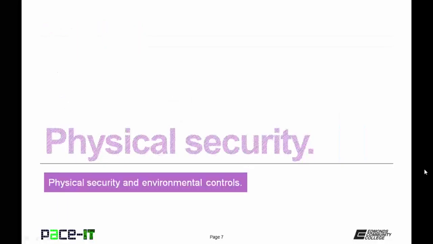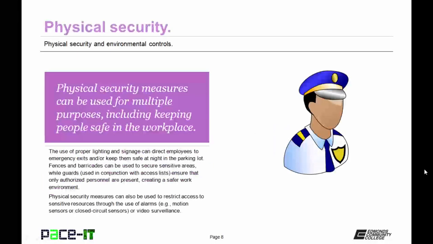Now let's move on to physical security. Physical security measures can be used for multiple purposes, including keeping people safe in the workplace. The use of proper lighting and signage can direct employees to emergency exits and/or keep them safe at night in the parking lot. Fences and barricades can be used to secure sensitive areas, while guards, used in conjunction with access lists, ensure that only authorized personnel are present, thus creating a safer work environment.